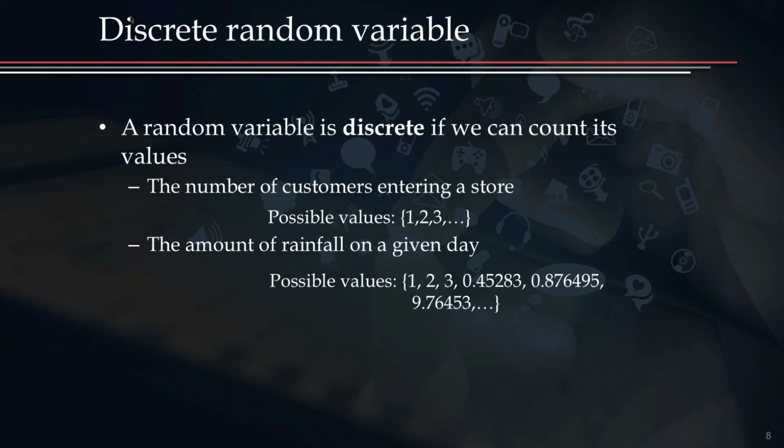It could take the values 1 centimeter, 2 centimeters, etc., but it could also be 0.45283 and any other value in a continuum. We'll leave those types of random variables aside for now. The math is a little more complex behind them, and we'll focus on discrete random variables for now. Here are a few more examples.